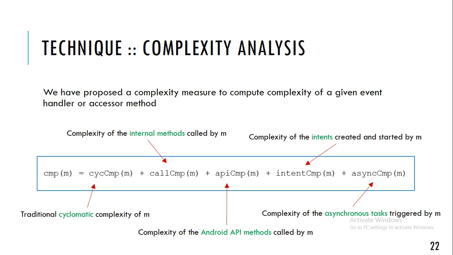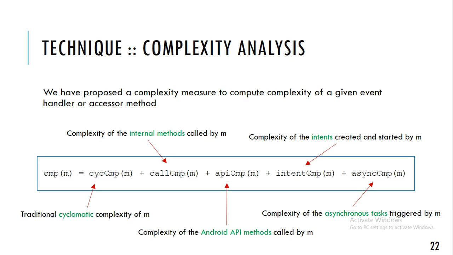Next is the API complexity. M might call some methods from the Android API, I mean methods that we have not implemented. They are part of the Android API. We just call them, we just use them. They may be very complex methods, for example, methods in the database API or network API. So the point is that the more often method M calls such complex methods, the more risky or more complex or error prone method M is.